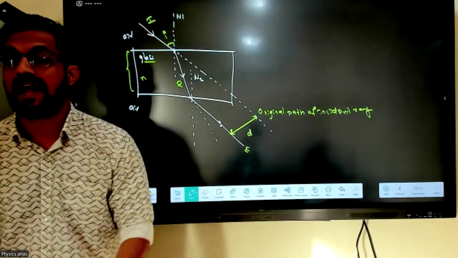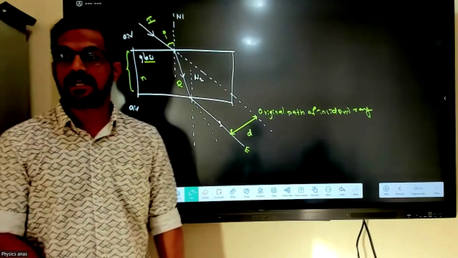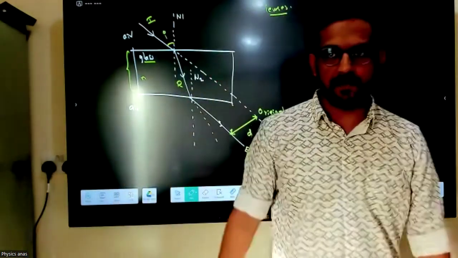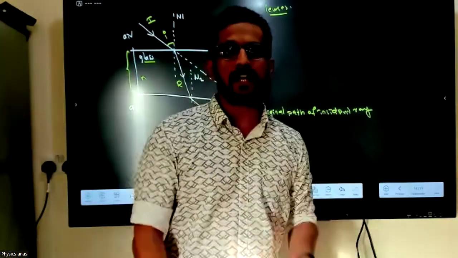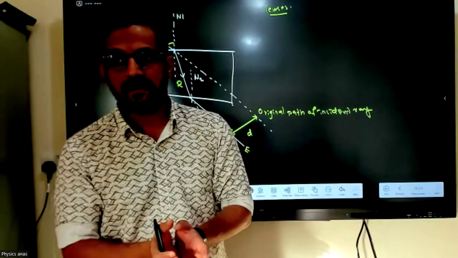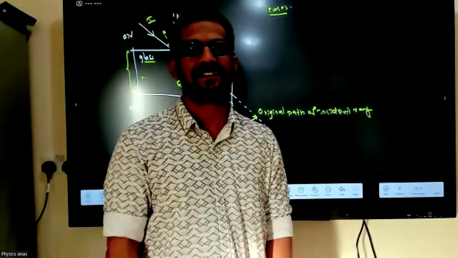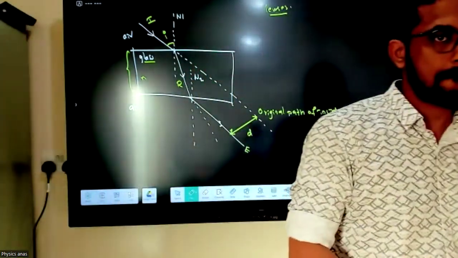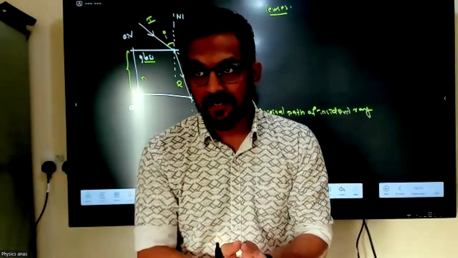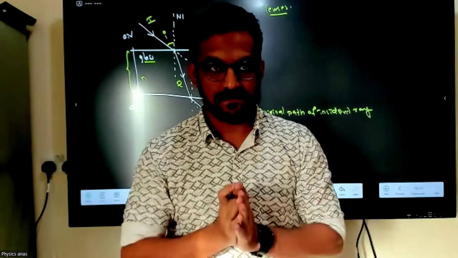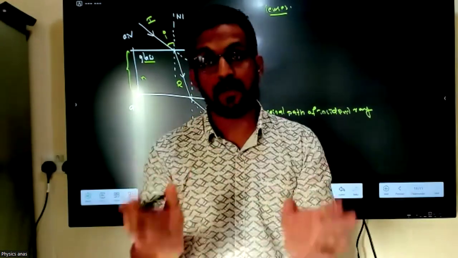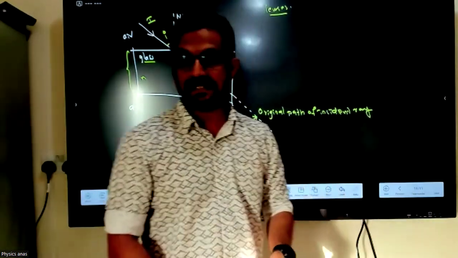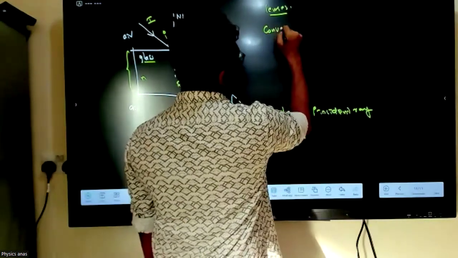Then we studied refraction through spherical surfaces. So we studied the lenses. What are lenses? A lens is a transparent medium bounded by two spherical surfaces, or one of them can be spherical. That is a lens. And there was convex lens and concave lens.